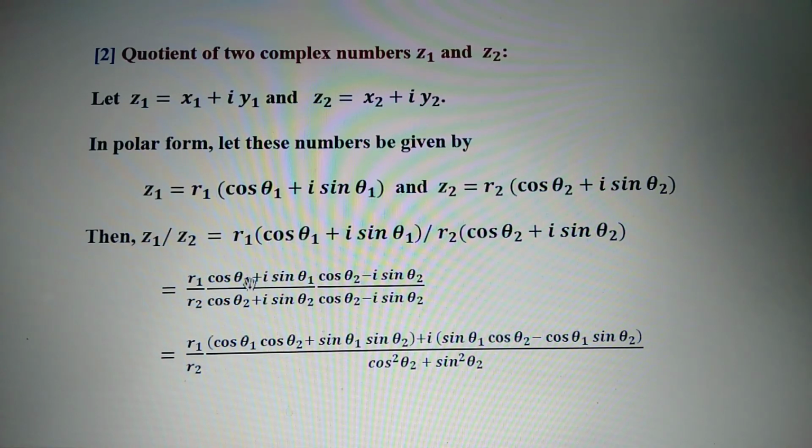Okay. Now the product in the numerator is this, and the product in the denominator is cos square theta 2 plus sin square theta 2. This is A plus B and this is A minus B. So the product in the denominator is of the form A plus B into A minus B, and that is A square minus B square. On calculating A square minus B square, you will get cos square theta 2 plus sin square theta 2, and this is equal to 1.